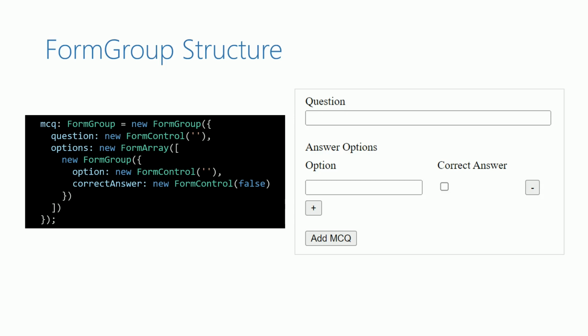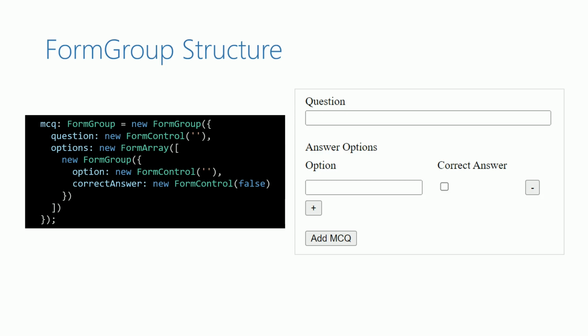The question is defined as a formControl with empty string as initial value. If you are not familiar with formControl class, check the video titled formControl in this course series. The options is defined as a formArray to represent multiple answer options of the question. If you are not familiar with formArray class, check the video titled formArray in this course series. Notice the inclusion of square brackets that represents the definition of formArray content as an array.